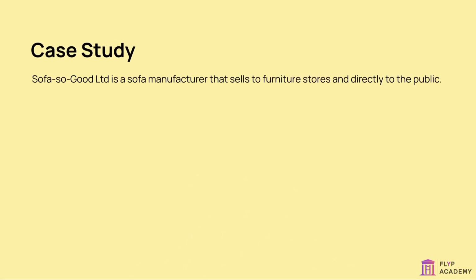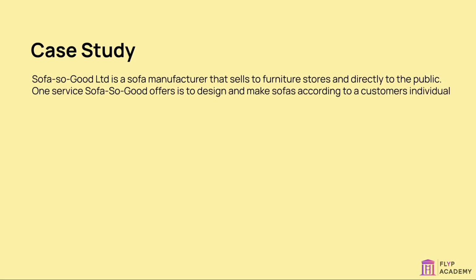Case study. Sofa So Good Limited is a sofa manufacturer that sells to furniture stores and directly to the public. One service Sofa So Good offers is to design and make sofas according to a customer's individual needs. They use the job production method to manufacture these sofas.